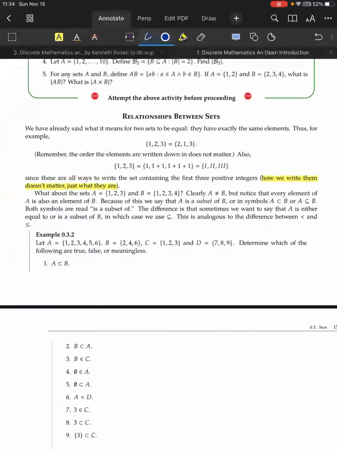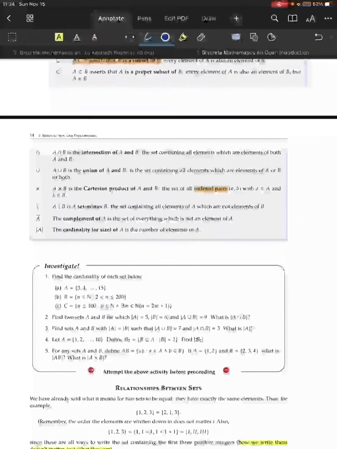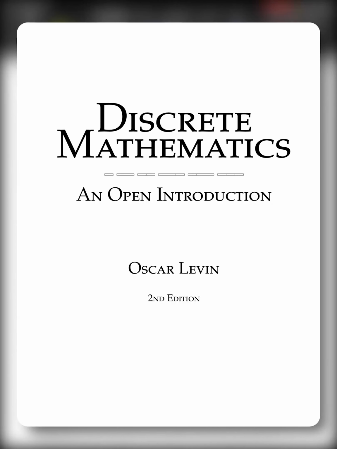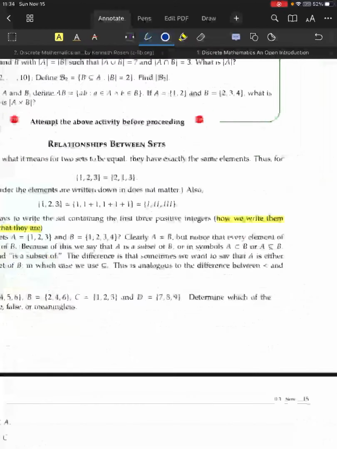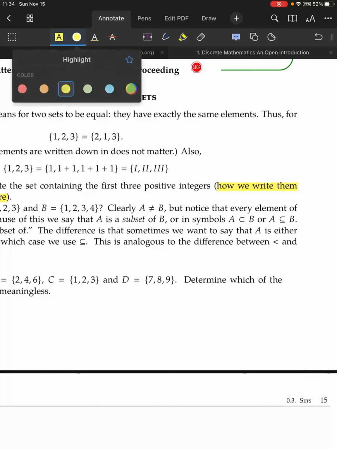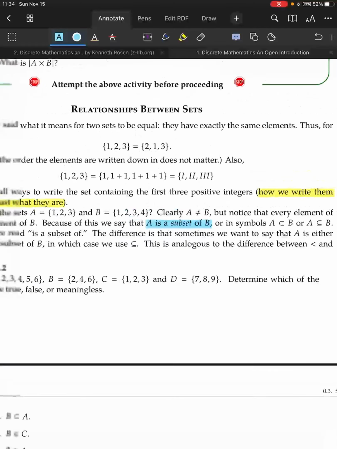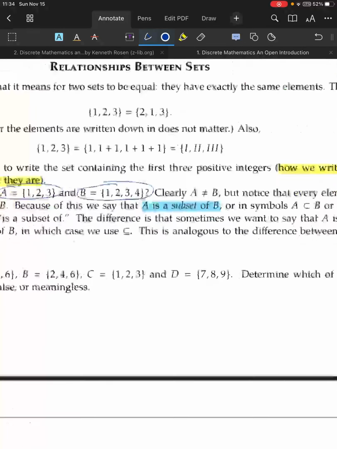Okay, so first of all, I had to remind myself what a subset was. So I went to this book, page 14 of this book right here. And here, we can see it says that A is a subset of B, right? This is A, and this is B. Set B. And they're saying A is a subset of B.